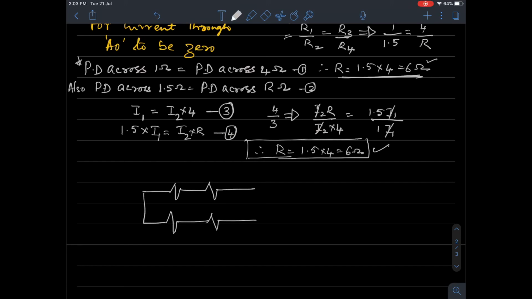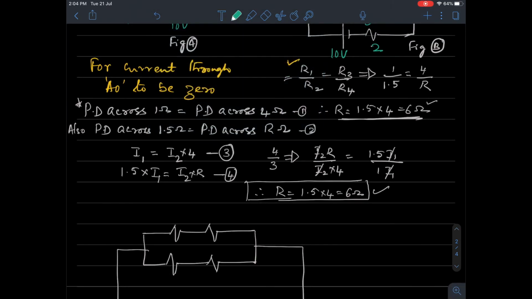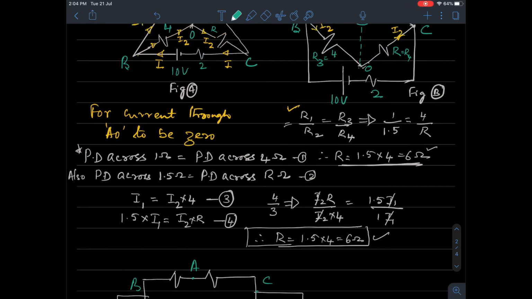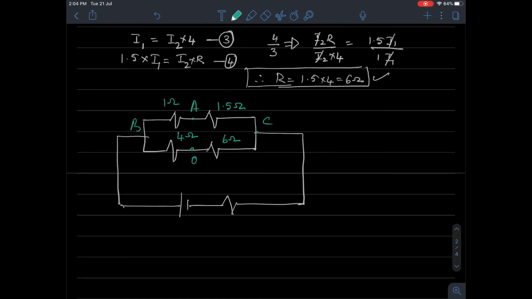The same network, I am drawing in a different shape. That's all. It is the same network. How do I write it? So this is B. This is A. This is O. This is C. They're the same, right? What do I have here? This is 1 ohm, 4 ohm, 1.5 ohm. Now this is 6 ohm. This is 10 volt and this is 2 ohm.